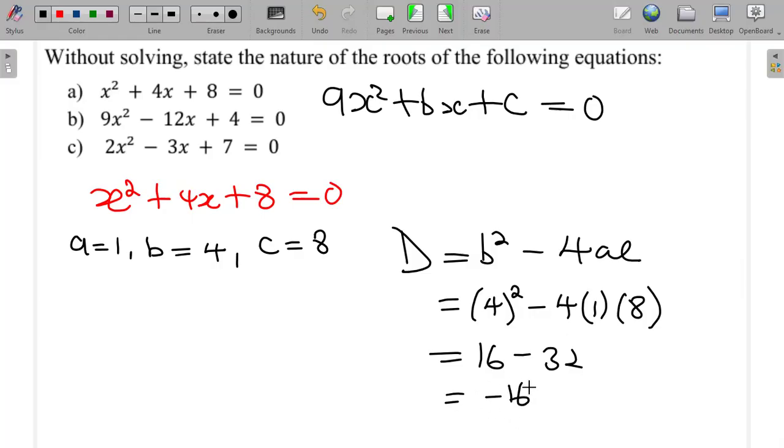Okay, so minus 16, is it greater than 0? Is it equal to 0? Is it less than 0? Okay, we see that this guy here is actually less than 0. So what will be our conclusion? The discriminant is less than 0.